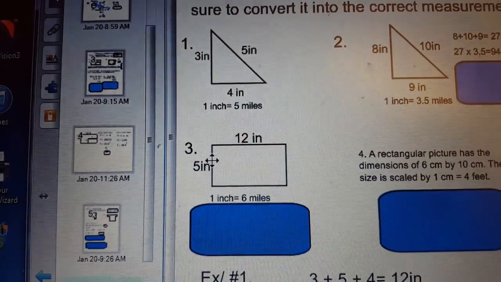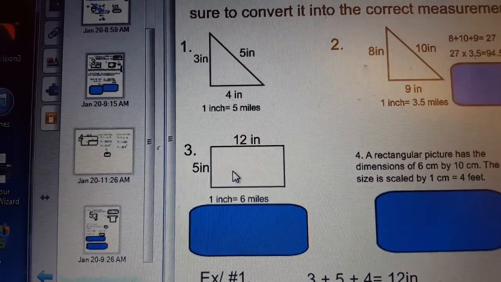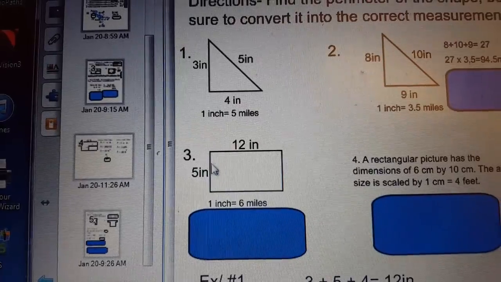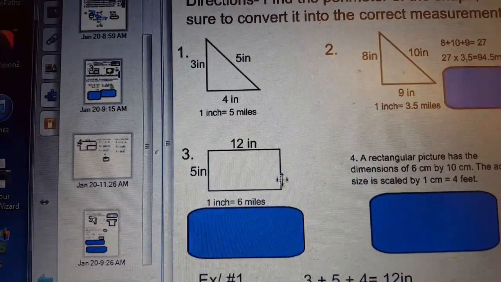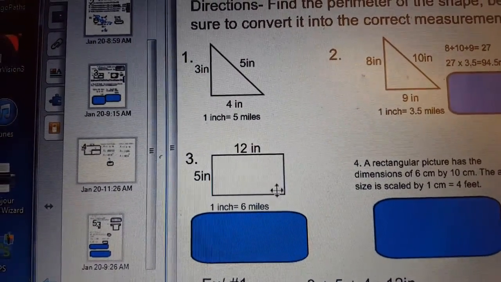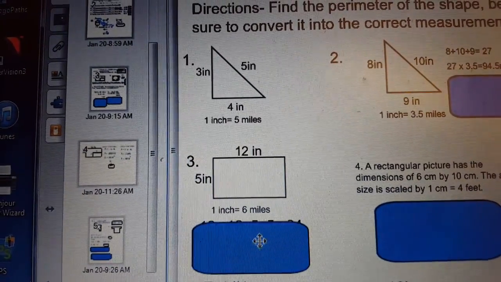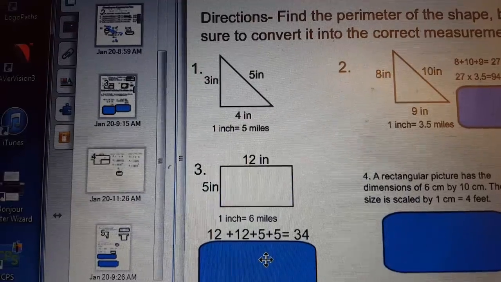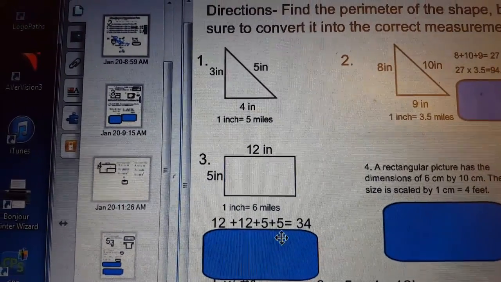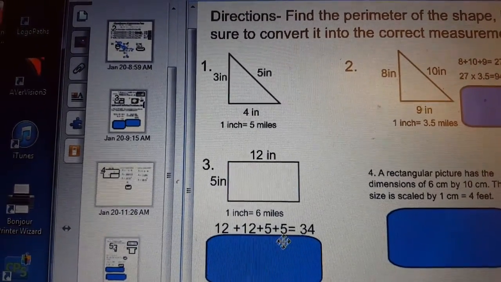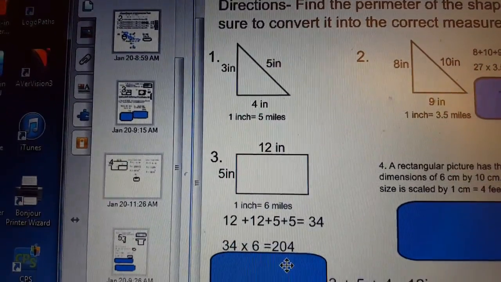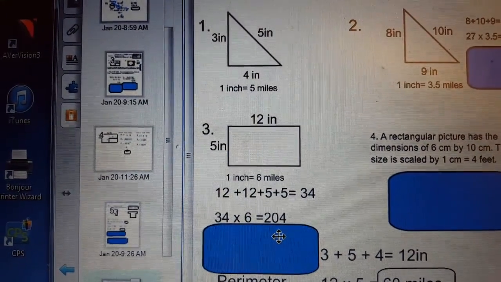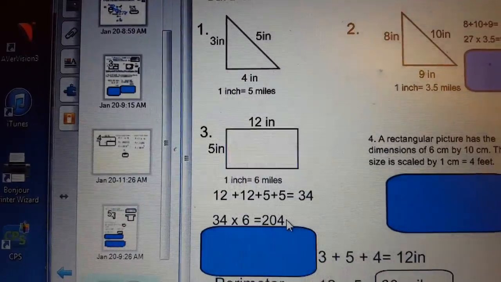When you go over to this one, this is a common mistake. If this is 5, this is 5. If this is 12, this is 12. So you need to do 12 plus 12 plus 5 plus 5 is 34. And if 1 inch equals 6 miles, you have to do 34 times 6 to get 204. 204 miles.